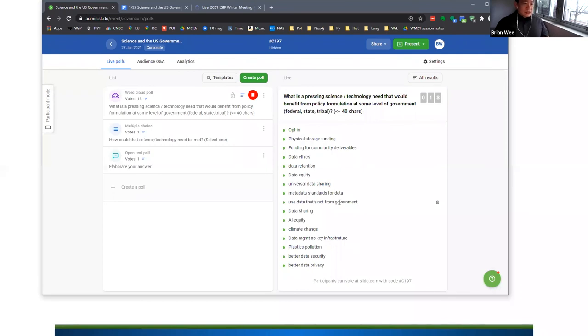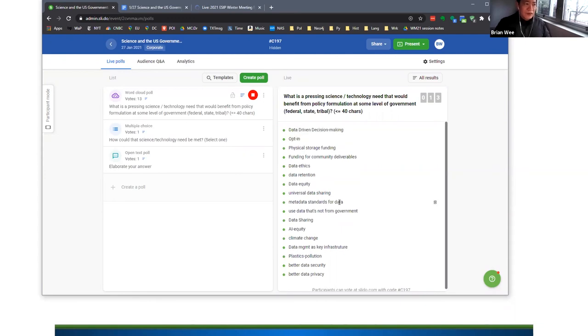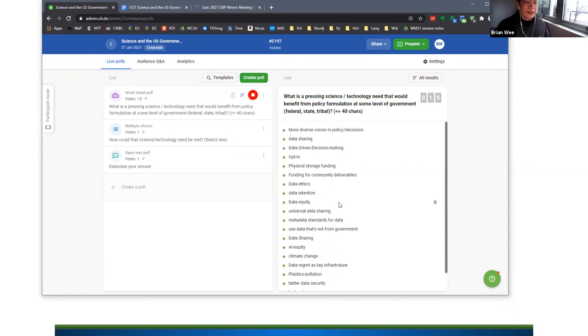Physical storage funding, that's also another interesting one, because of course, anything that deals with infrastructure requires money, not just for capital costs for construction, but also maintenance and operation costs going forward. And so anything that deals with infrastructure tends to be tougher. And I need not tell you how important those infrastructure are to our science community. Data-driven decision-making, okay.